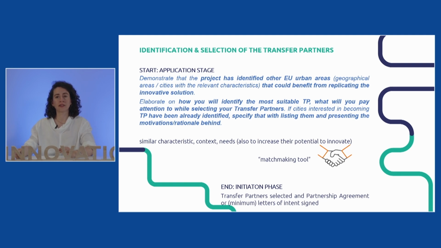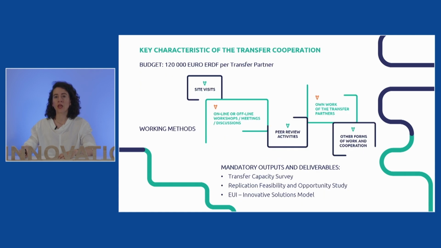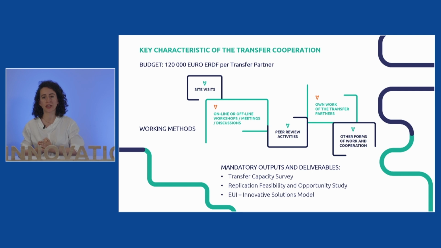You will need to define the exact cities you want to work with at the end of the initiation stage, so this is the period of 6 months after the start of the project. And they will have to either sign the partnership agreement or send a letter of intent. During the implementation of the project, transfer cities will benefit from a lump sum budget of 120,000 euros ERDF. So they also should come up with a 20% co-financing as other delivery partners.